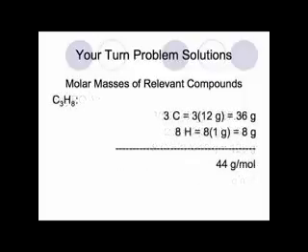The molar mass of propane, C3H8, is much easier to find. We have 3 carbons. 3 times 12 grams per mole of carbon gives us 36 grams of carbon in 1 mole of this compound. 8 moles of hydrogen for every mole of C3H8 gives us 8 times 1 gram of hydrogen per mole, so 8 grams. Add those together and we get 44 grams per mole as the molar mass of propane.